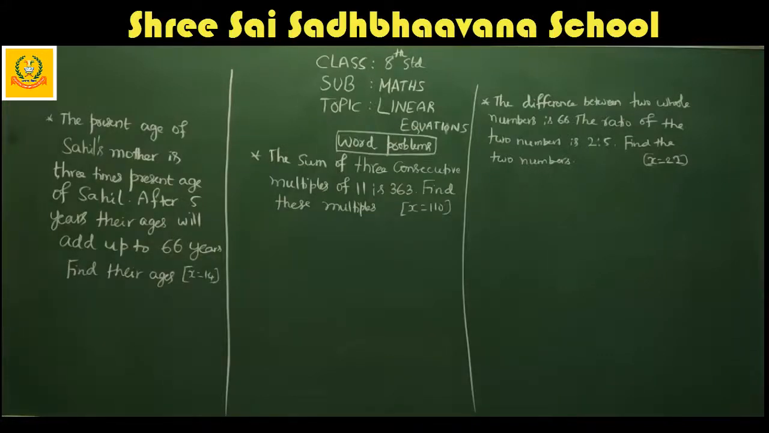So the first question is: the present age of Sahil's mother is three times the present age of Sahil. After 5 years, their ages will add up to 66 years. Find their ages. As you observe here, there is no direct number given related to the sum.